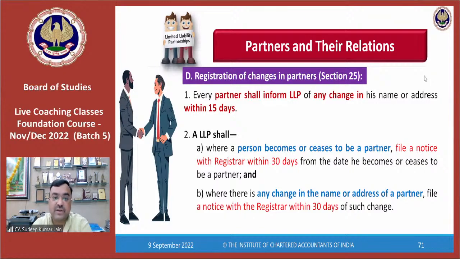LLP shall, where a person becomes or ceases to be a partner, admission or retirement, file a notice with the registrar within 30 days from the date he becomes or ceases to be a partner. It means from the date of appointment or from the date of cessation, within 30 days, it will inform the ROC. Where there is a change in the name or address of a partner, a notice with the ROC within 30 days.